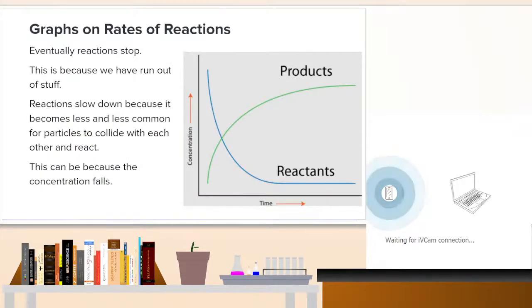The last thing you might see is graphs. So graphs on rates of reactions can happen from time to time.